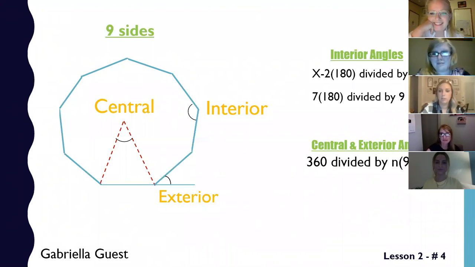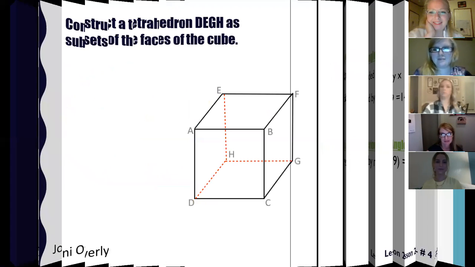I appreciate it. So the different formula would be for interior angles, which has a formula all for itself, and then central and exterior share the same? Yes, exactly. For interior, you have x minus 2 multiplied by 180 divided by that number. And for central and exterior, you just take 360 divided by n, which is 9. Okay, so that's why the number of sides was so important, because that's what you divide by. Exactly. Great job. Thank you. You're welcome.